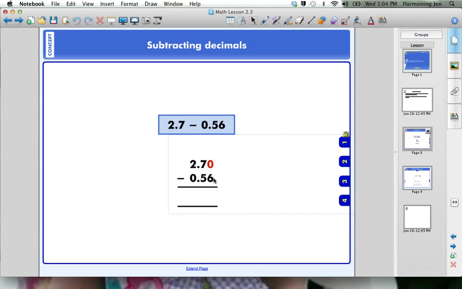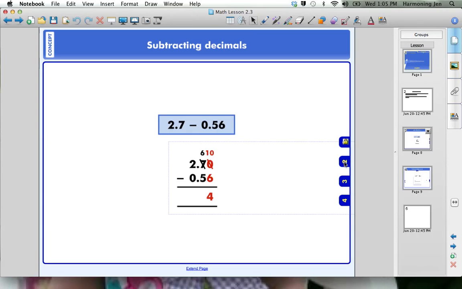So before we can start subtracting here, we need to do some regrouping, and that means we need to trade in. We need to take 1/10 away from the 7, so we've got 6 left, and we're going to trade those in for 10 hundredths, because we know that 10 hundredths is the same as 1/10. So we're going to take 1 from the 7, have a 6 up there, add 10 to this 0, and when we do that, we can think 10 minus 6 equals 4.